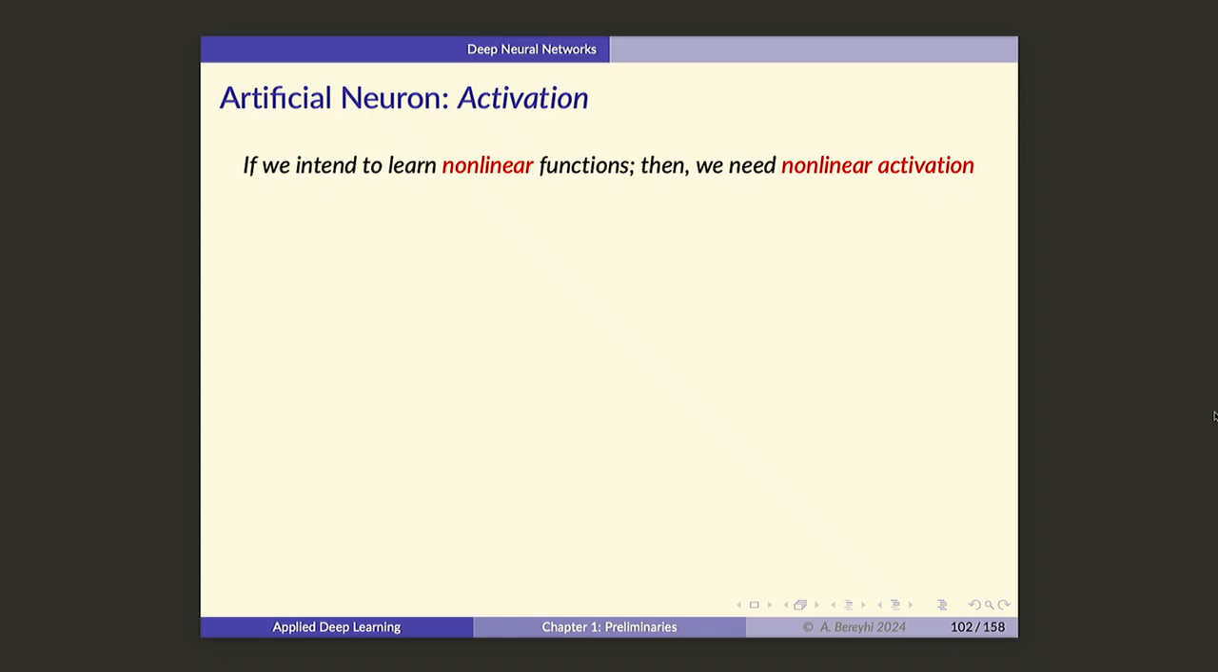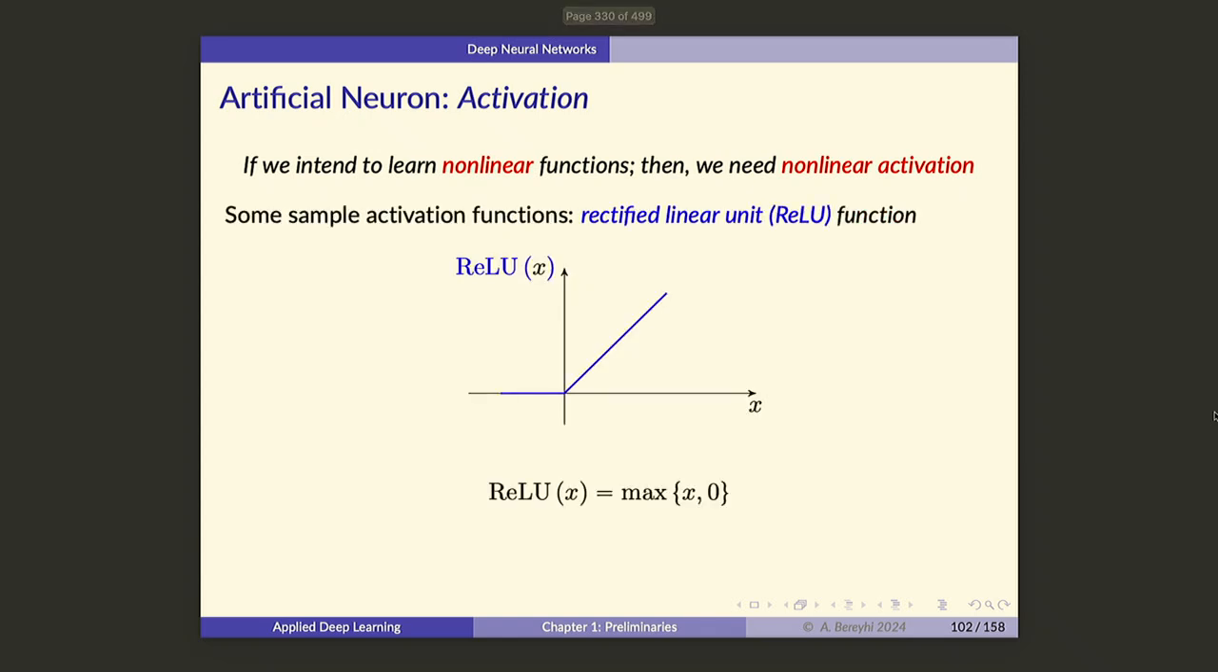Okay? Now, what are the popular activation functions? The first one is ReLU, rectified linear unit. And this is basically a linear function. So as you can see, when x is positive, then it is a linear function. But when it's negative, it's going to be 0, right?